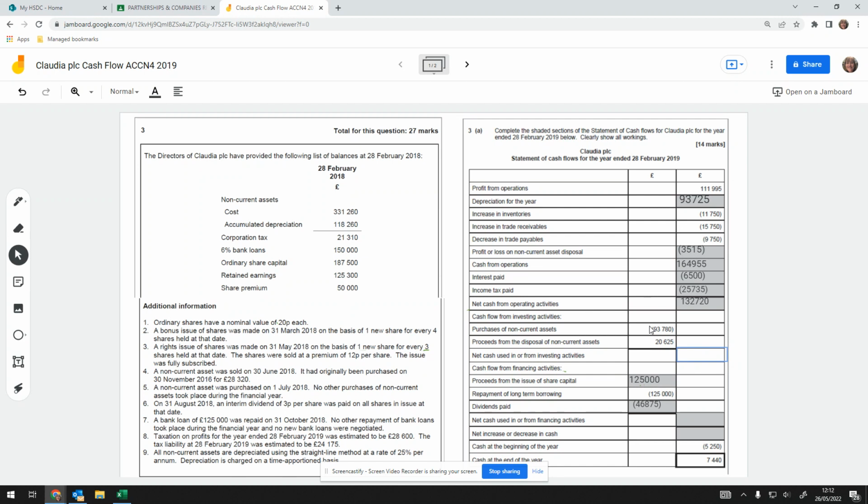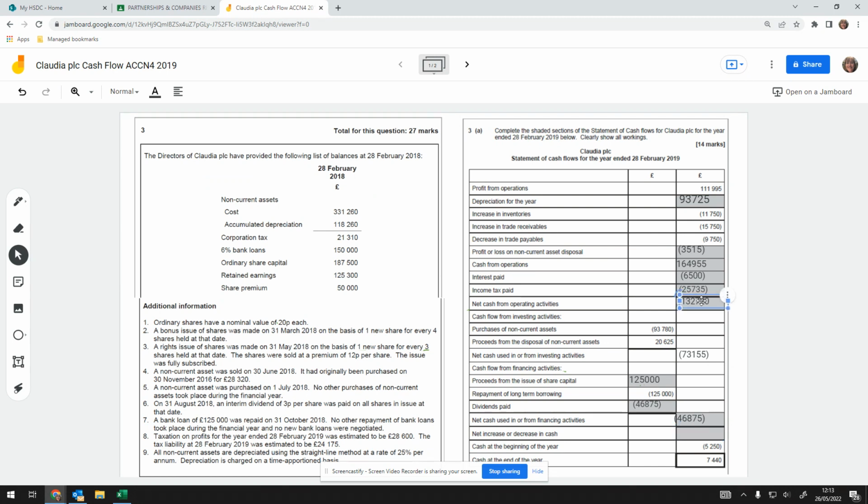The investing activities, we can now work out the net cash that's either been used in or from. Now, in this case, it's used in because we've got an outflow of 93,780 and an inflow of 2,625. So overall, that's going to leave us with an outflow of 73,155. The financing activities have generated proceeds from the share issue of 125. We've used that to repay the borrowing, but then we've paid out dividends of 46,875. So the overall impact of those transactions is an outflow of 46,875.